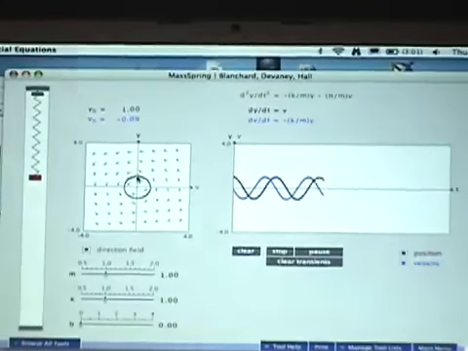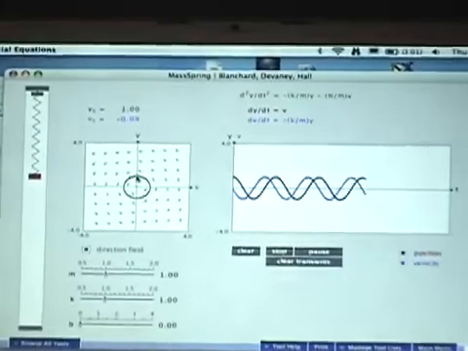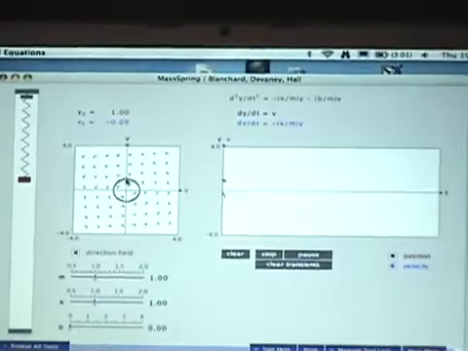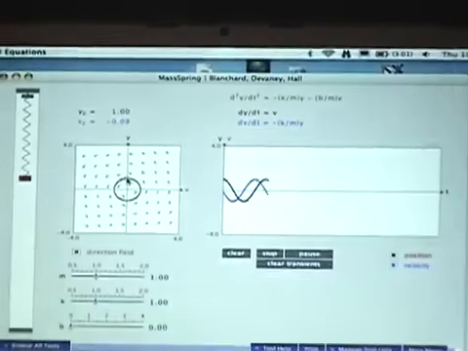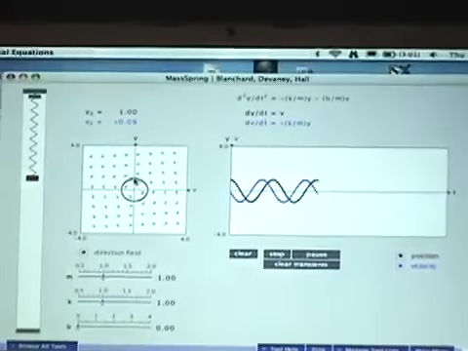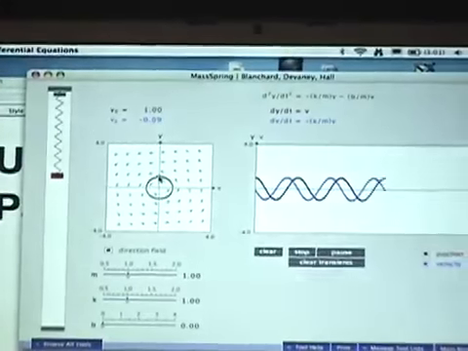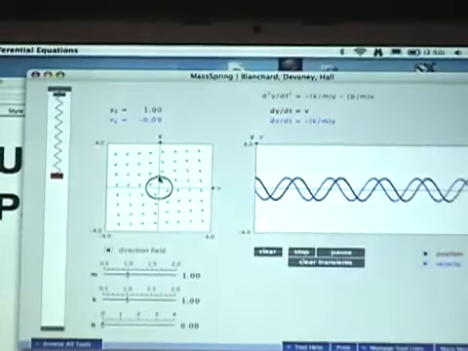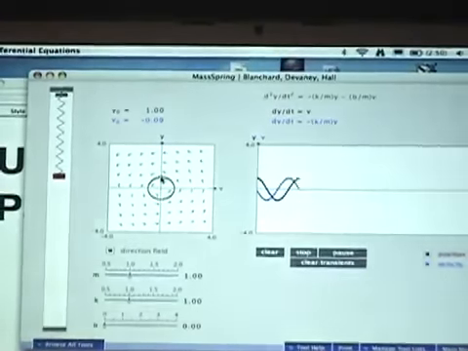When the blue curve is positive, the mass is going up. When the blue curve is negative, the mass is going downward. When the red curve is above the axis, the mass is above its equilibrium. And when the red curve is below the t-axis, the mass is below its equilibrium.